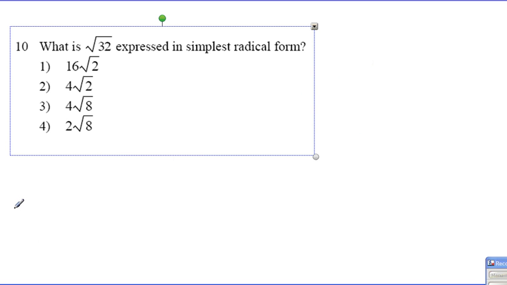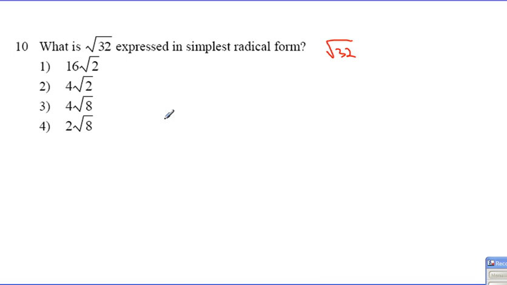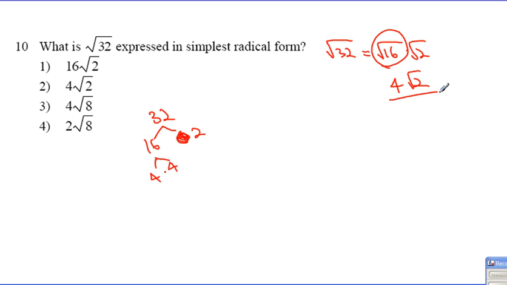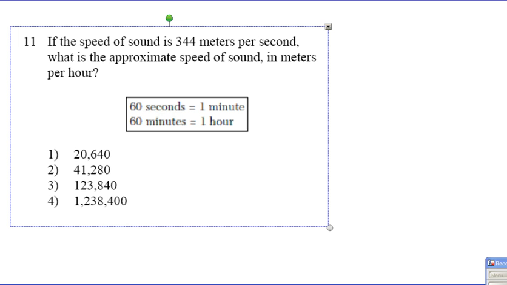Alright, here. How are we going to simplify square root of 32? Now, square root of 32, if you think about it, let's see. 32 becomes 16 and 4. Oh, wait a minute. 16 is 4 times 4. And then, oh, I'm sorry, 16 times 2. Then I think we are basically done. This becomes square root of 16 times square root of 2, where this becomes 4 square root of 2. Now, therefore, our answer will be choice number 2.